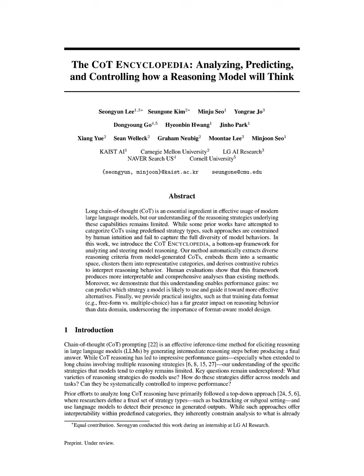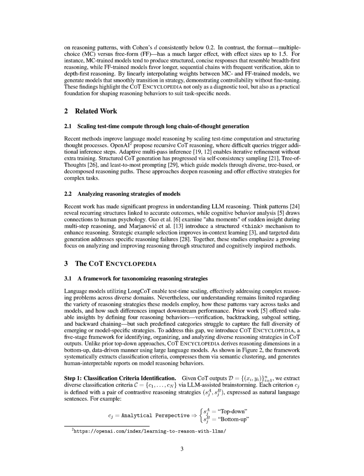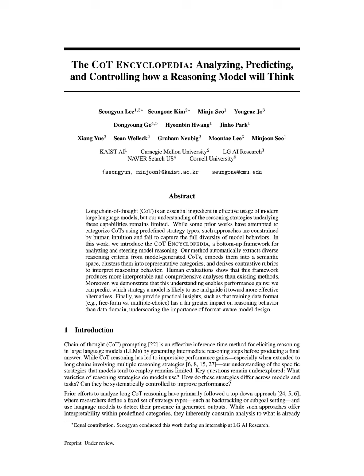The COT Encyclopedia operates through a 5-stage framework designed to systematically analyze and control long chains of thought, COTs, involving multiple reasoning strategies. First, it identifies diverse classification criteria by prompting a language model, LLM, to brainstorm contrasting reasoning strategies, resulting in a set of criteria that capture various reasoning dimensions. Second, these criteria are embedded and clustered to reduce redundancy, creating a compressed set of semantically similar reasoning patterns.